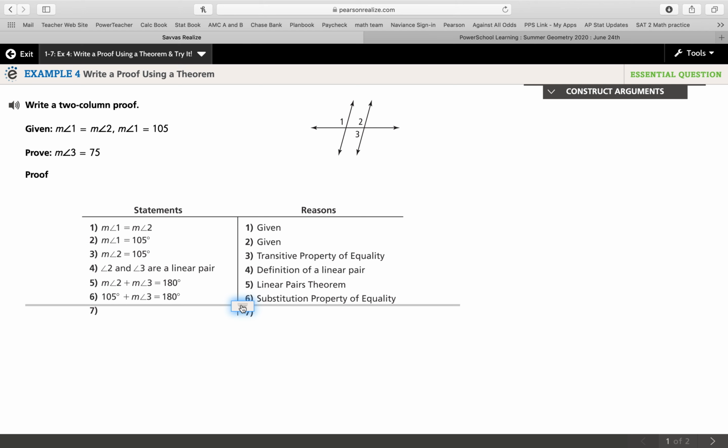Okay. I'm going to substitute in 105 degrees for angle 2. So I get 105 plus the measure of angle 3 is equal to 180. That's the substitution property of equality, because we are substituting in a value for angle 2. And then using subtraction, you get the measure of angle 3 is equal to 75 degrees. And we have officially completed our proof.